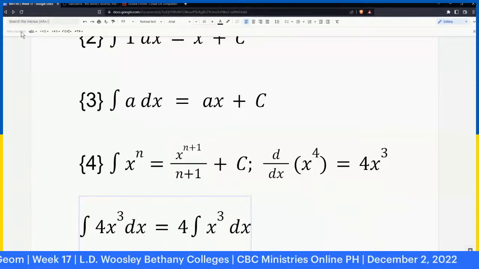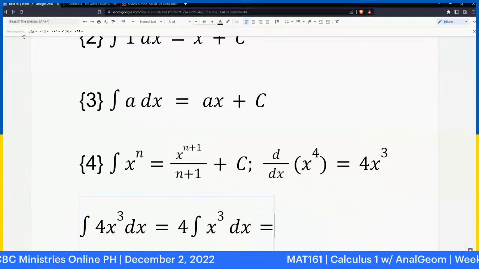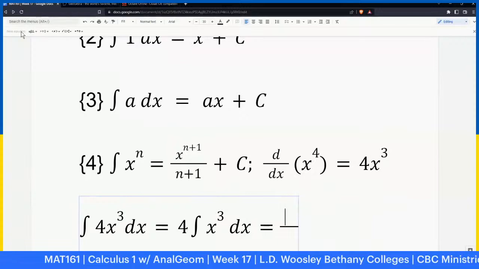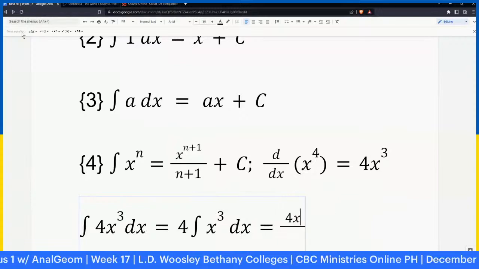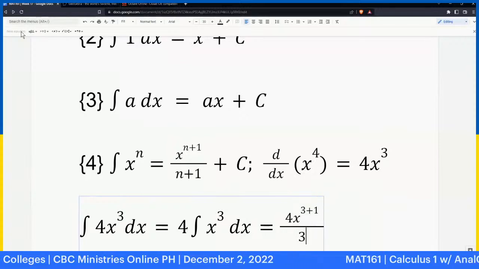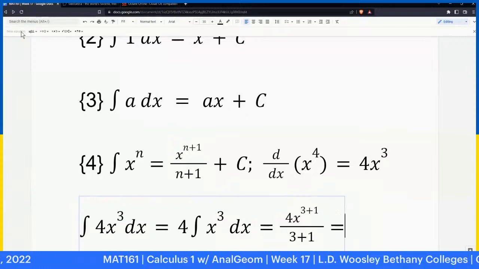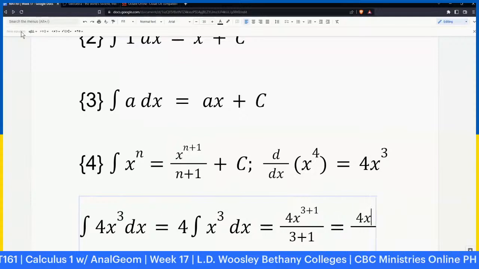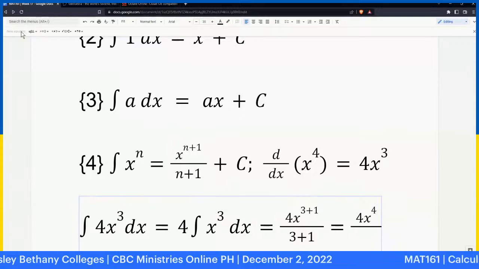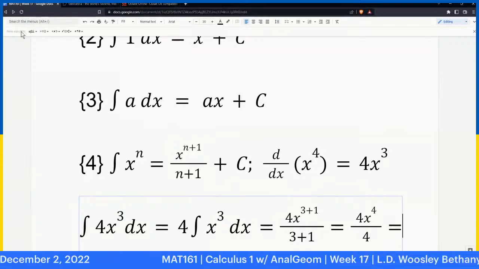Okay, now following the formula, that would become x raised to 4. However, you have already 4 here. Don't forget the constant. Then x raised to 3 plus 1 over 3 plus 1. So this would become 4x to the fourth over 4. So that would mean x to the fourth.